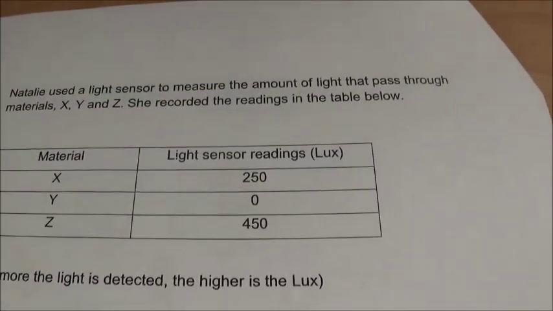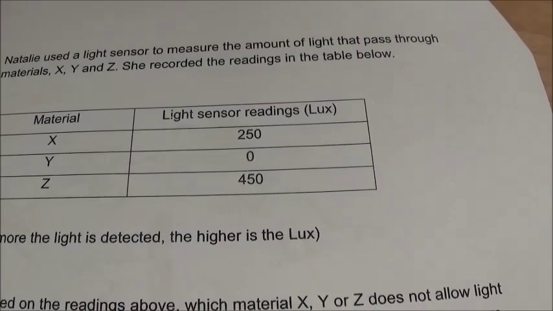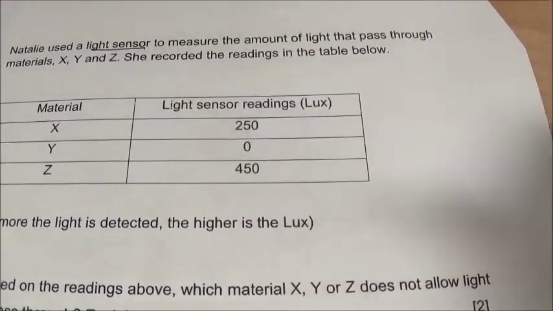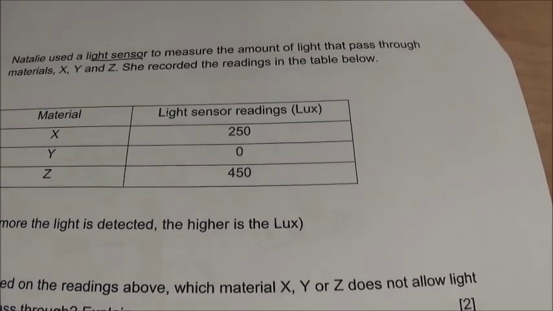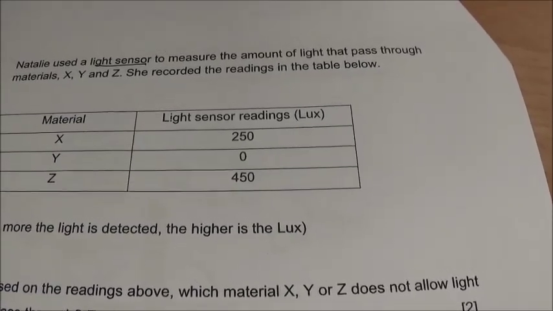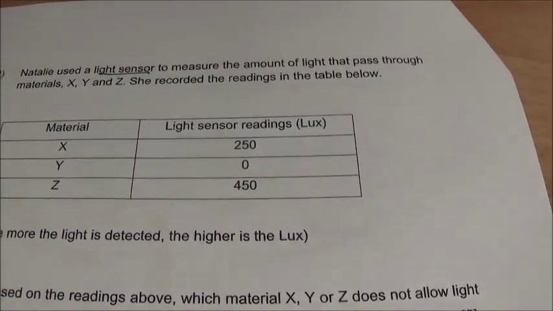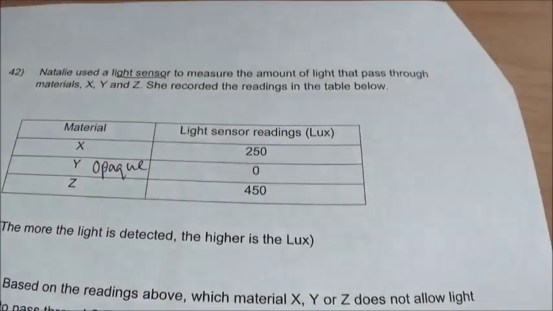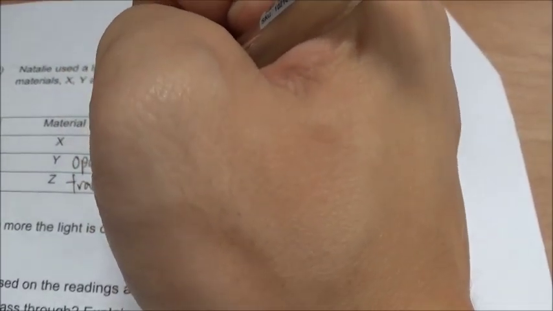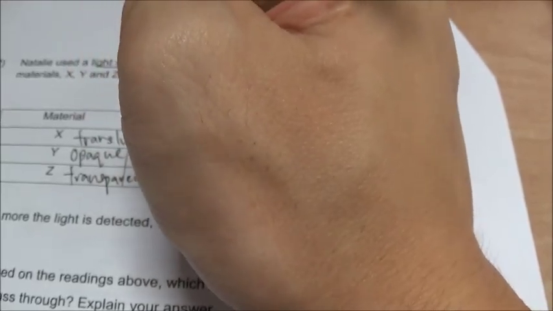Question 42. Nutella uses a light sensor. You see the word light sensor, it means they're testing how much light can pass through. So you have transparent, opaque and translucent again. I recorded the reading. Y has 0, this must be opaque. Z has 450, the most, it must be transparent. So the last one must be translucent.